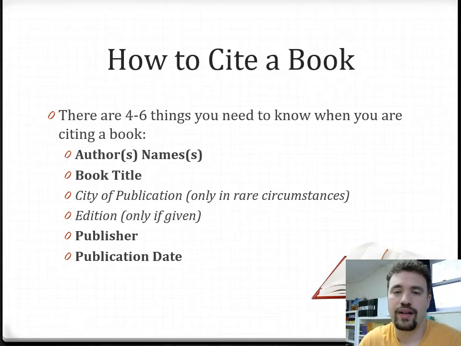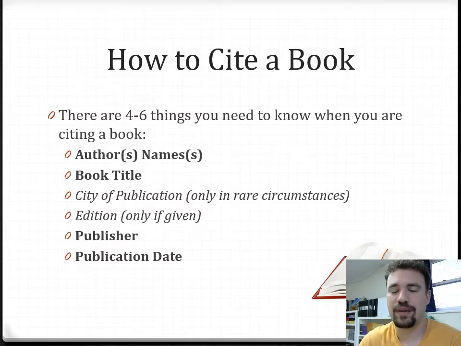All right, so how to cite a book, and I'm going to give you several examples here. There are 4 to 6 things you need to know when you're citing a book depending on the book. So the ones listed in bold on the slide are ones that you always need, and then the ones listed in italics are ones that you might need depending on the book, but are not always needed. So you need the author or author's name or names. You need the title of the book, obviously. You need the publisher, and you need the publication date. Those are the things that you absolutely need with every book citation.